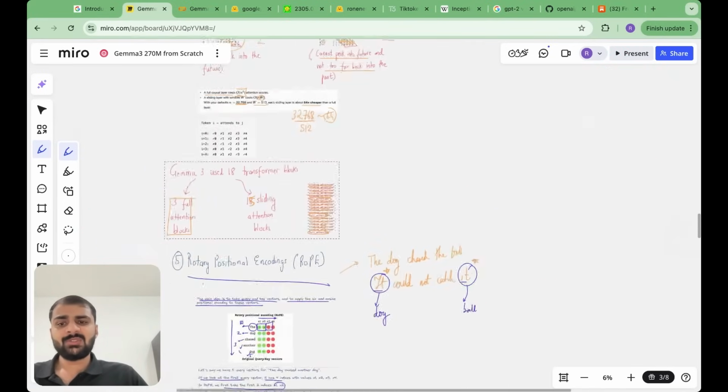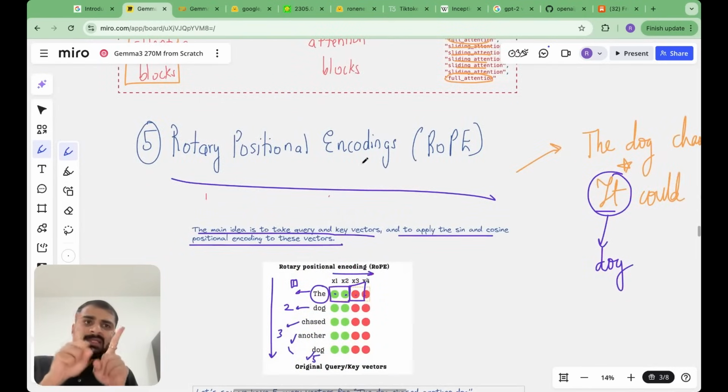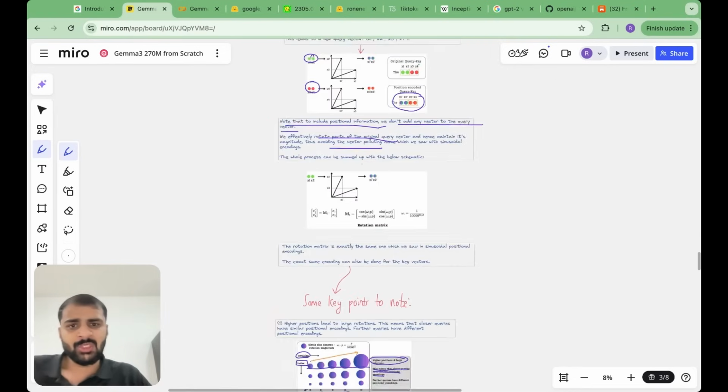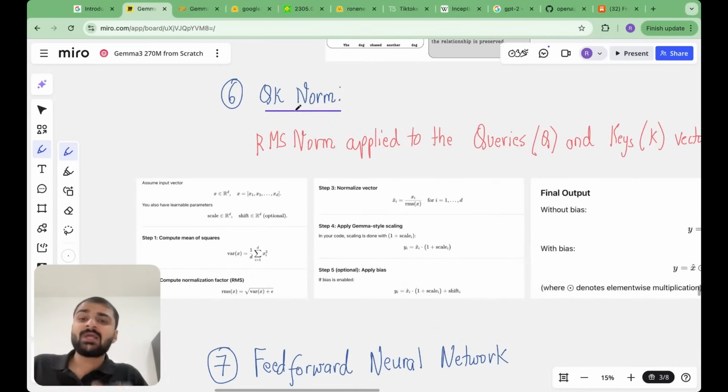And the third thing, which is equally important, third and fourth, is rotary positional encodings. The keys and the queries are rotated to encode the positional information. And finally, we have the QK norm. So keys and queries are actually normalized. RMS norm is applied before calculating the attention scores.